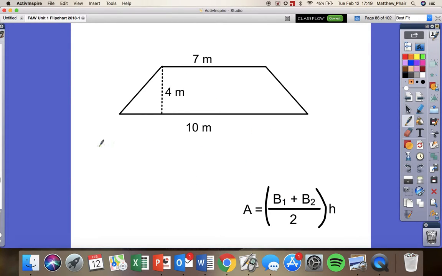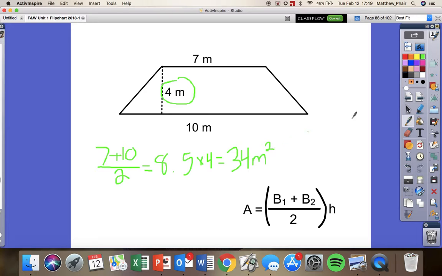As we move on to this, we know that to find the area of a trapezoid, we take the two bases, so 7 plus 10, and then we find the average of the two bases. So in this case, 7 plus 10 divided by 2, 17 divided by 2 is 8.5. And then we multiply that by my height, which is 4. 4 times 8 is 32. Half of 4 is 2. And so then we get 34 meters squared.